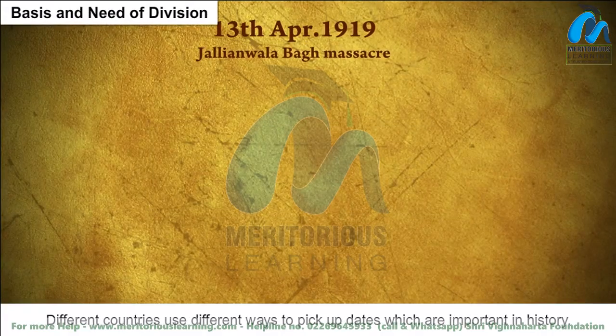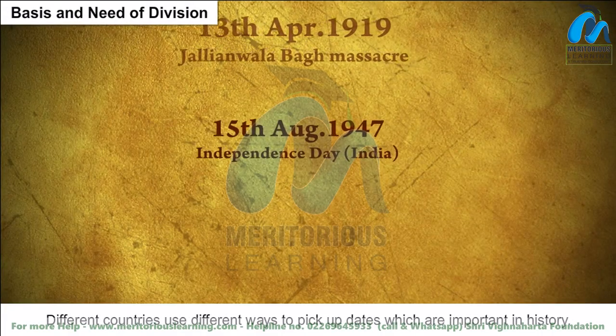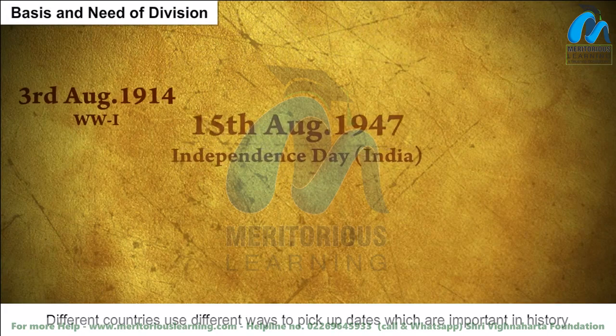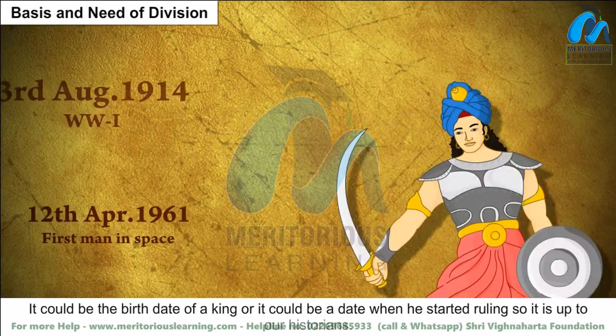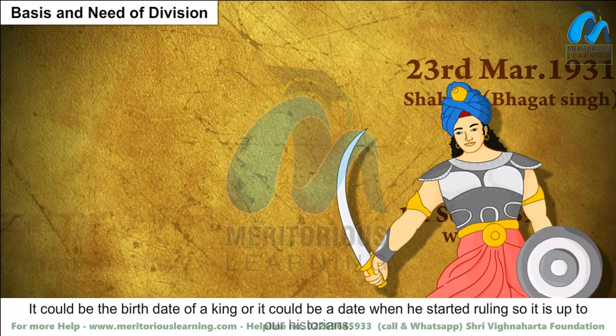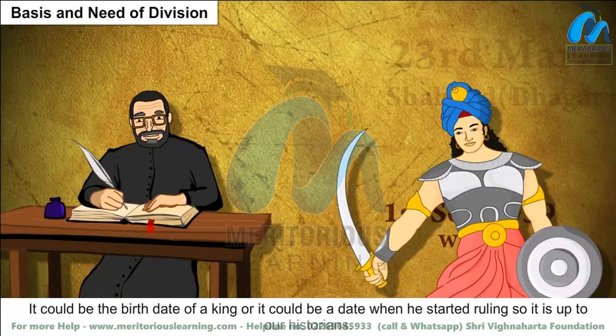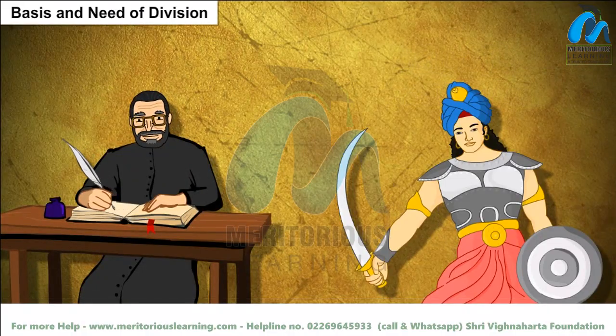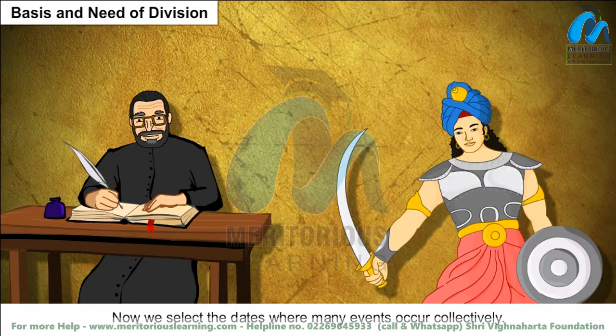Different countries use different ways to pick dates which are important in history. It could be the birth date of a king, or it could be the date when he started ruling, so it is up to our historians. Now we select the dates where many events occur collectively.